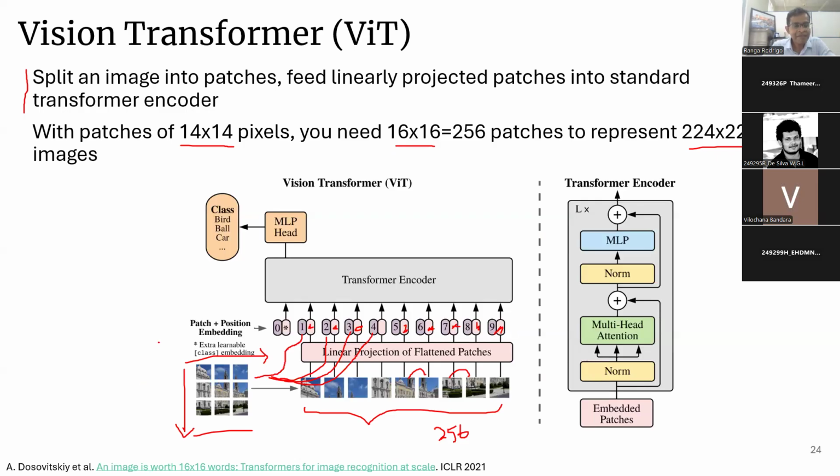So they add the patch and position embeddings together, and then feed them to the transformer encoder, and there's a multi-layer perceptron head at the end, and then it can predict the class: bird, ball, cat, and so on. This is the vision transformer. So the vision transformer also uses the encoder block of the transformer.